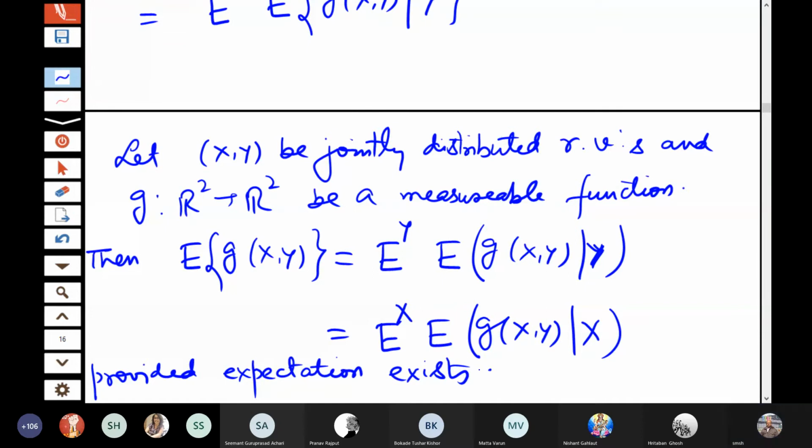Excuse me, sir. Here g is a function from R2 to R2 or R2 to R? Yes, it is R2 to R. It can be R2 to R2 also, because then it will become a two-dimensional term. Anyway, we are not considering that right now, we are talking about one term only. So is it okay? Yes, sir.